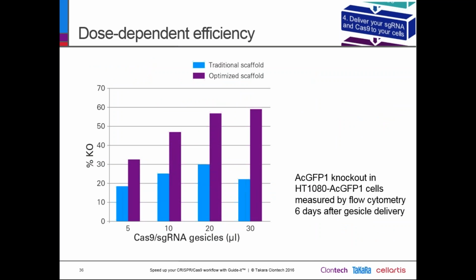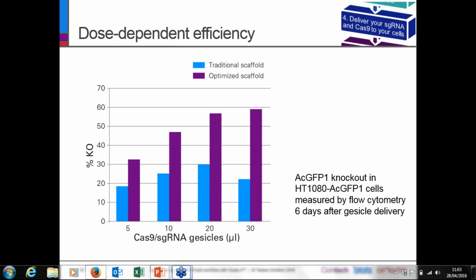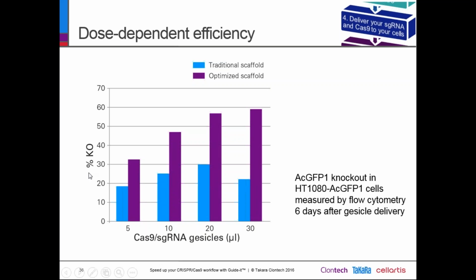Another factor which can influence the efficiency of the gene editing is, of course, the amount of Gesicles you will add to your target cells. So in blue, again, you have results using the traditional scaffold, and in purple, results using the optimized scaffold. This is shown here for ACGFP knockout in a stable HT1080 cell line, again measured by flow cytometry 6 days after the delivery of the Gesicles, so on the protein level.